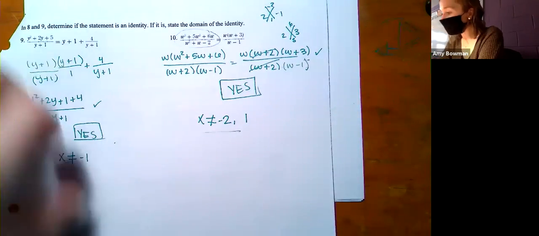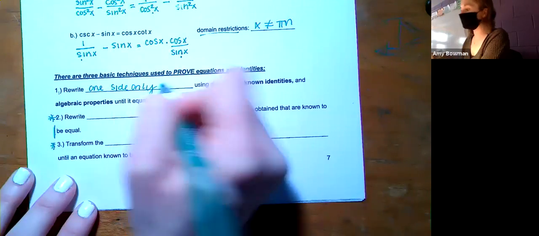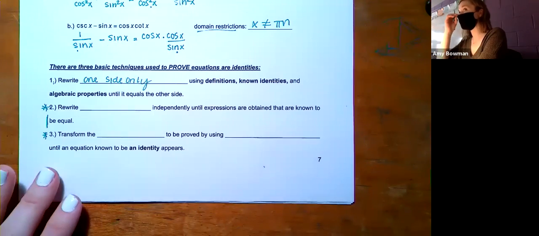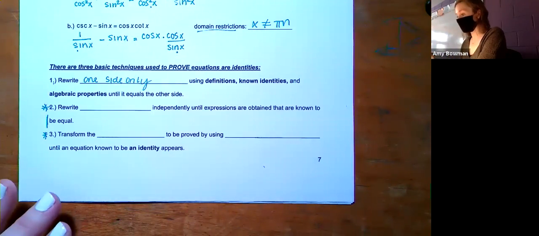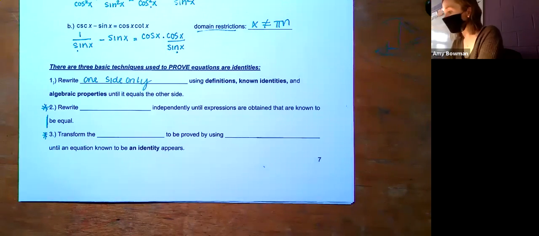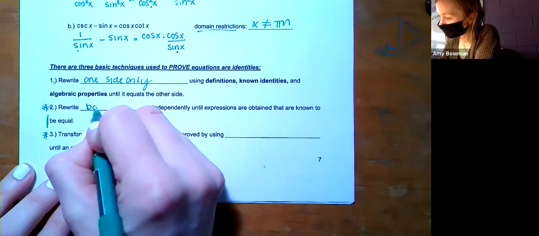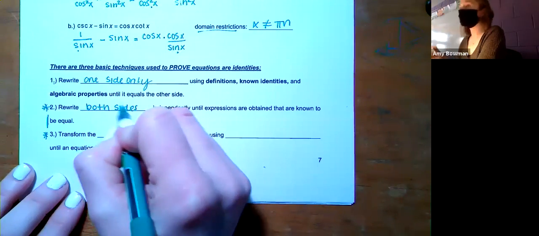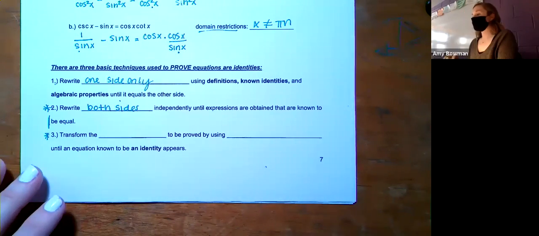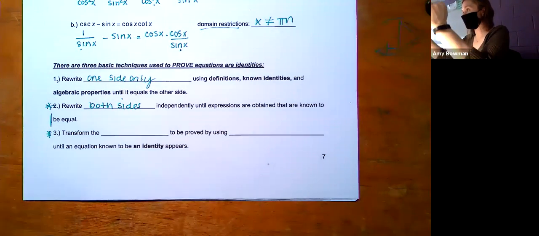So rewrite one side only using definitions, other known identities until it looks like the other side. The other technique would be rewriting both sides at the same time until they end up equaling the same thing somewhere in the middle. And that's the one I like because it just seems faster. Rewrite both sides independently. And I'm going to show you each of these techniques. And then rewriting both sides would be just changing both sides using identities, and eventually somewhere in the middle, they're going to equal the same thing.